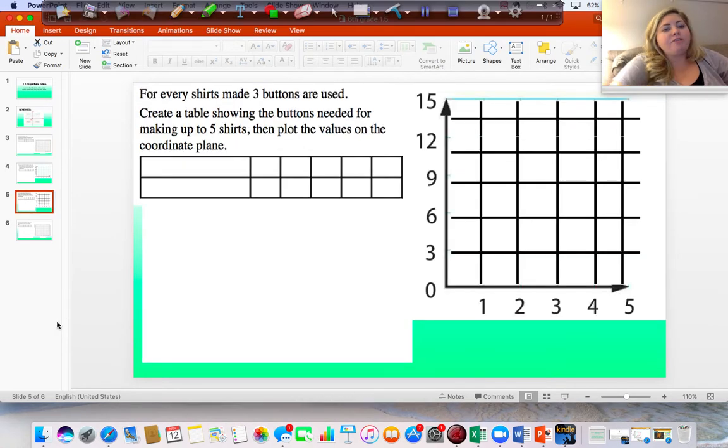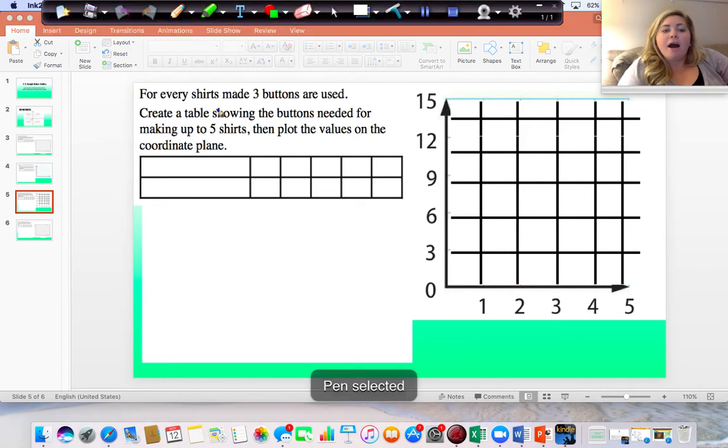All right, so for every shirt made, 3 buttons are used. I don't think we did this one on the last one, but we're going to go ahead and fill in our chart. For every shirt, 3 buttons are made. So for one shirt, 3 buttons are made.